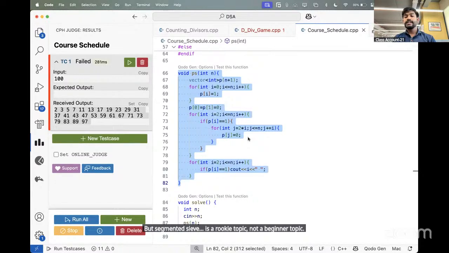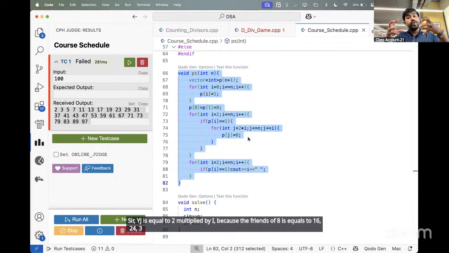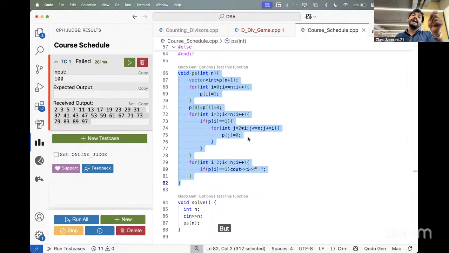Sir, why j is equals to 2 multiplied by I? Because the multiples of 8 are 16, 24, 32, and we want to remove the multiples, not 8 itself. That is why whenever we hit an I, we go to 2 multiplied by I, 3 multiplied by I, 4 multiplied by I.